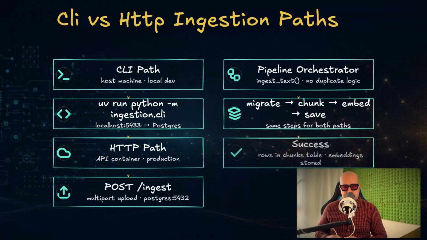Success for us means you can ingest the frequently asked questions from the terminal, open Postgres, and see rows with chunk text and embeddings. Then you can upload the same file via HTTP and get back a JSON response with the document ID and chunk count.